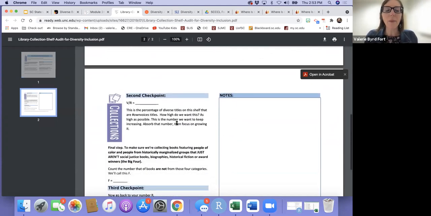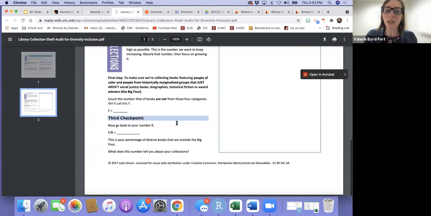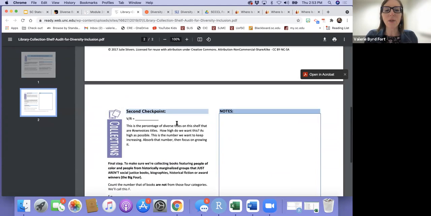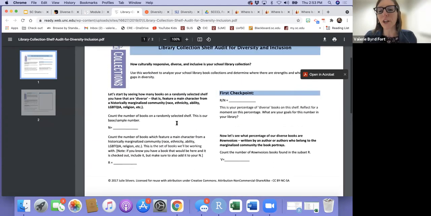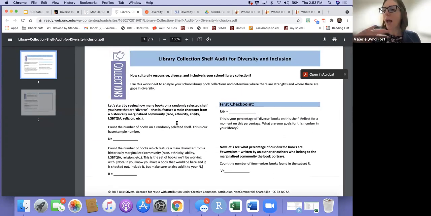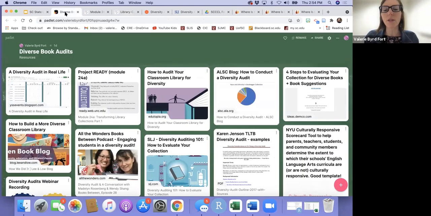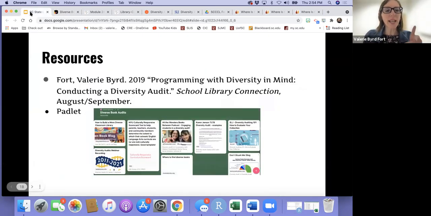And so it's a step-by-step template that you can use. This would just be one random shelf in your collection, and you could go through and do several random shelves using this template. Again, all of those resources are on this Padlet. This is a Padlet that I will continue to add to, and also you can get to it from the slides that will be shared after this presentation.